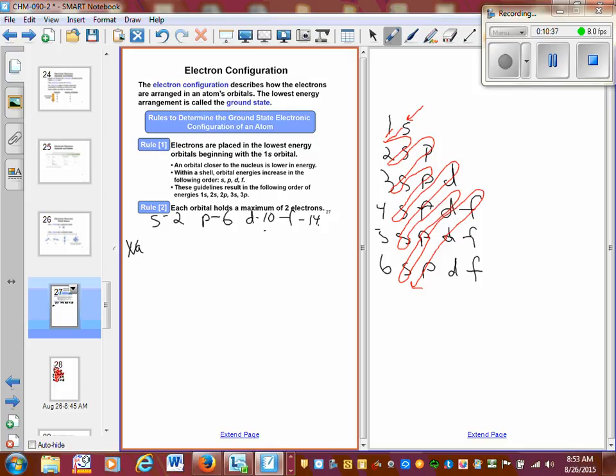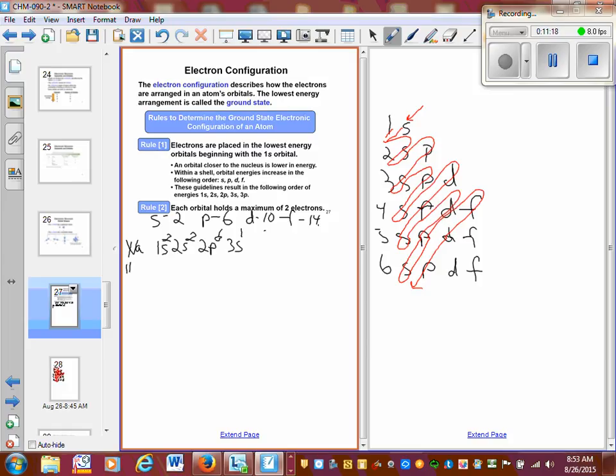And sodium, Na, how many electrons? 11. So it would be the electron configuration: 1s, 2 electrons. And what's next? 2s, 2 electrons. What's next? 2p. How many? 6. What's next? 3s1. It adds up to 11.